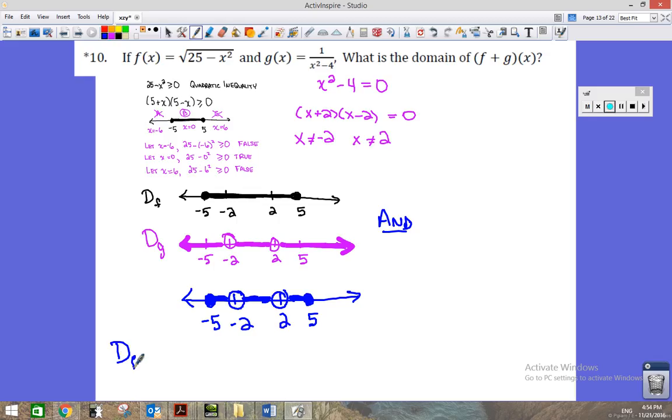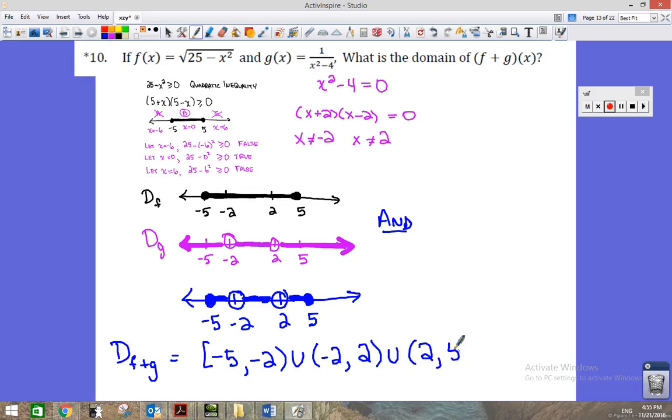So the domain of f plus G is from -5 to -2, excluding -2, or, see, here it was and, but now I'm back to or. Either the number's in this interval or it's in the next interval. That's why I need a union here. Or from 2 to positive 5.